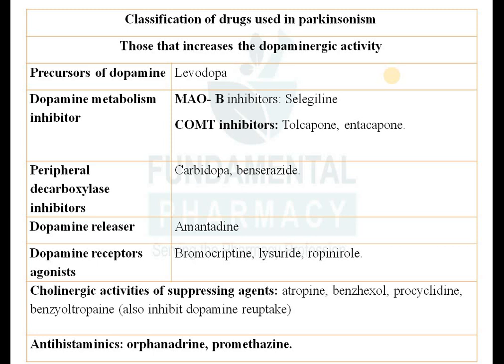So what can you use? You can use levodopa, that is the precursor of dopamine. Okay, so after metabolism in the body, levodopa will be converted into dopamine and that will go into the brain. So levodopa can cross the blood brain barrier, but dopamine cannot. So first class is a precursor of dopamine, that is levodopa. Second class is a dopamine metabolism inhibitor.